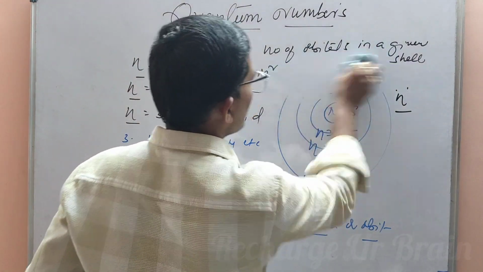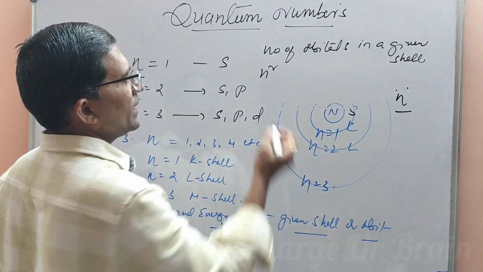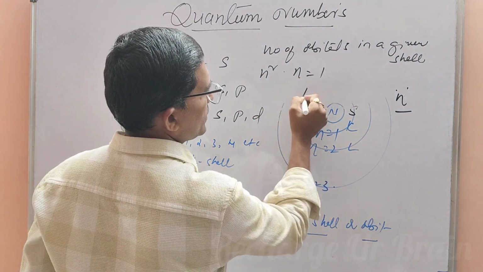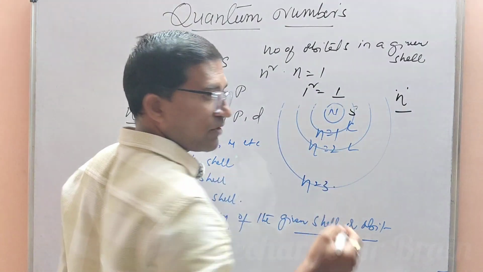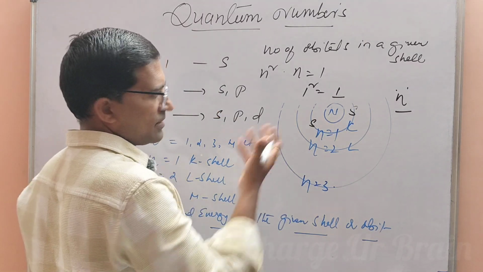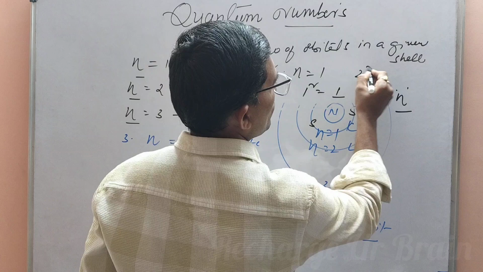So we have, for example, n square. If I substitute n is equal to 1 in this, 1 square means only 1. The number of orbitals is only one, that is the s orbital. Now if I take n is equal to 2, 2 square, how much?